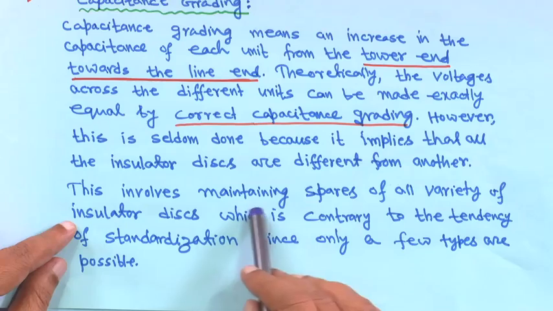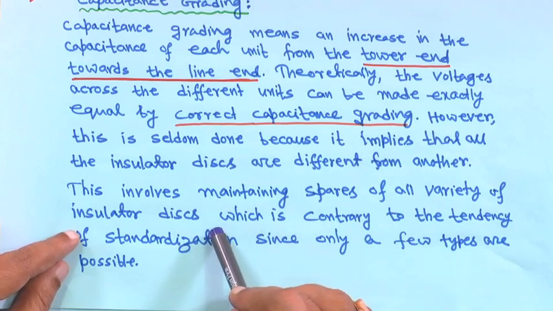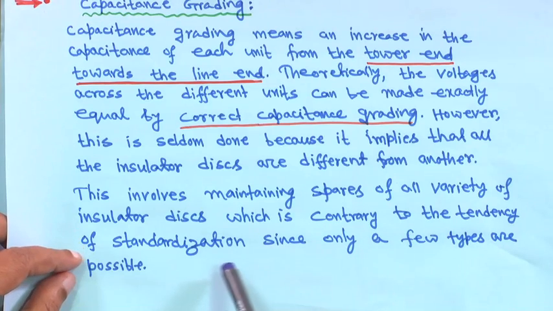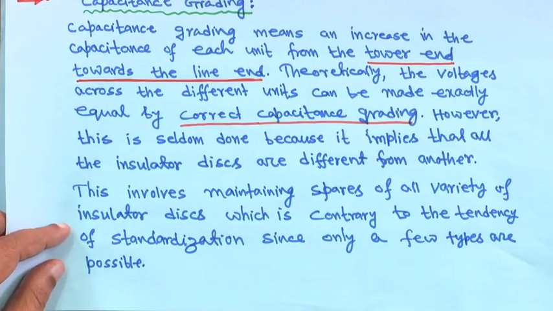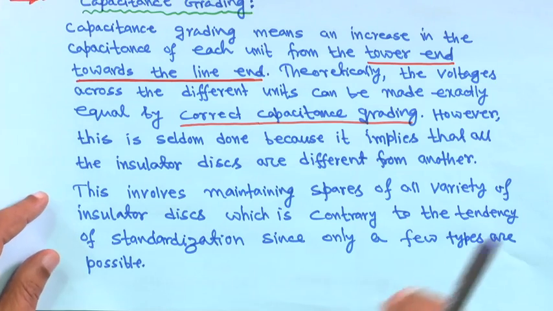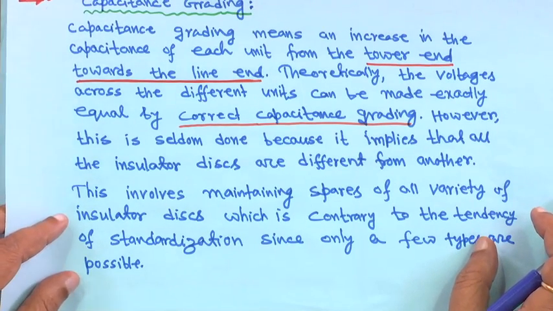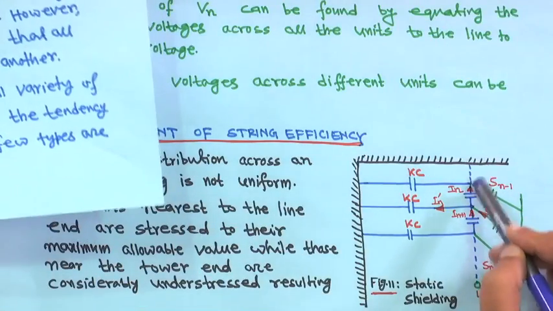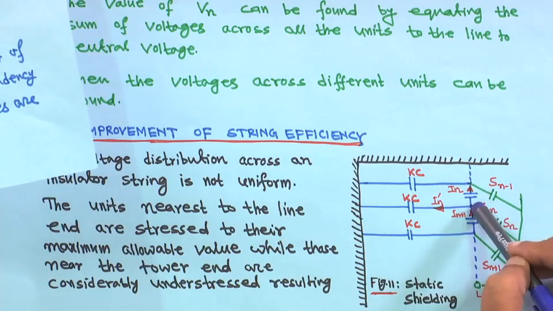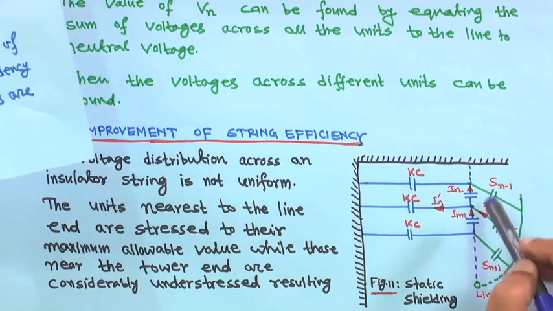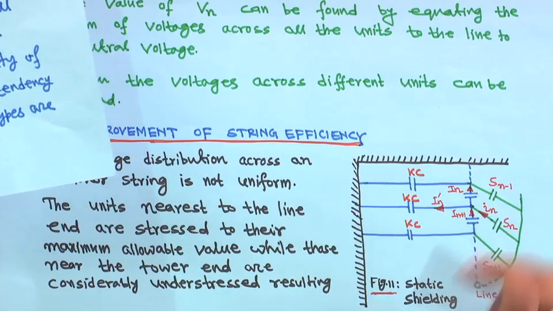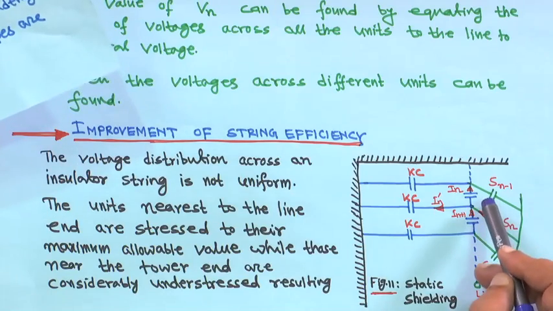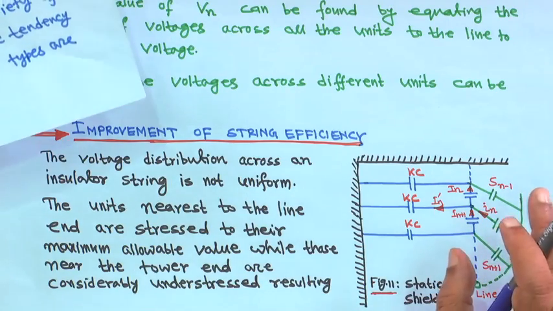So, in this case, this involves maintaining stocks of all varieties of insulator discs. I mean, all types of insulator discs are required, which is contrary to the tendency of standardization, since only a few types are possible. So, in reality it is not possible to make the voltage across the different units exactly equal. So, across each string, it is not possible to maintain exactly the same voltage, right. If you try to make it, then different units will be of different sizes and may not be available, except some standardized sizes.